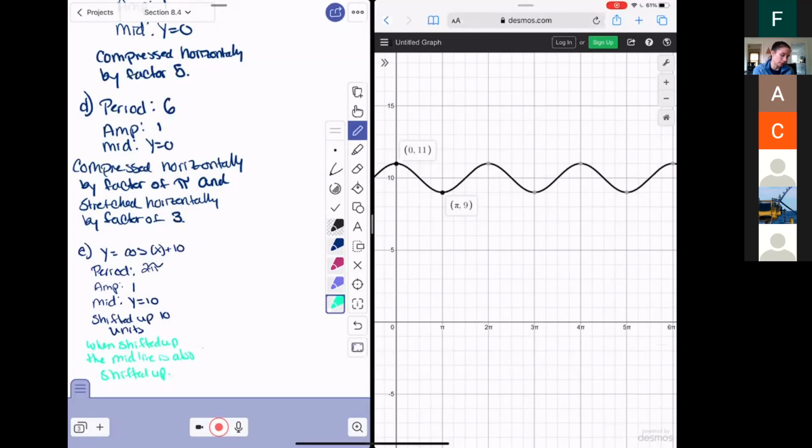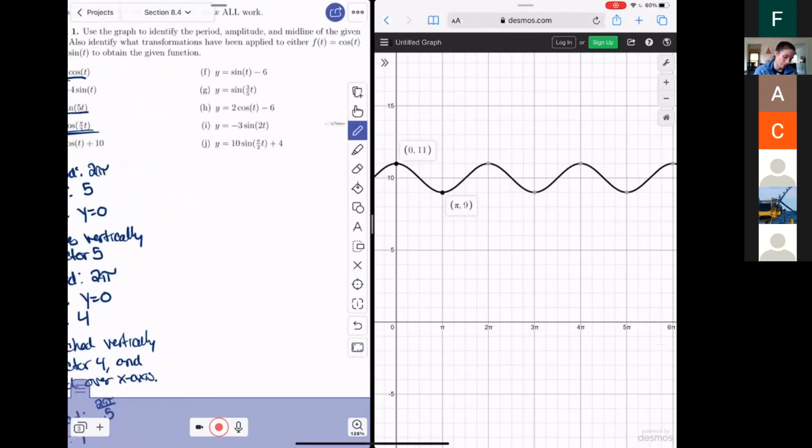This little note in teal is pretty much what we're going to be dealing with in the next section. In the next section, we'll be determining the period, amplitude, and midline based on the equation without the graph. So that'll be the last section in chapter 8. If you could start trying to make these connections now, it might be helpful.